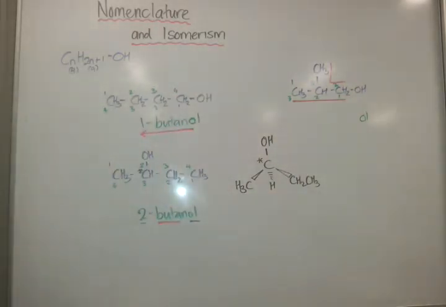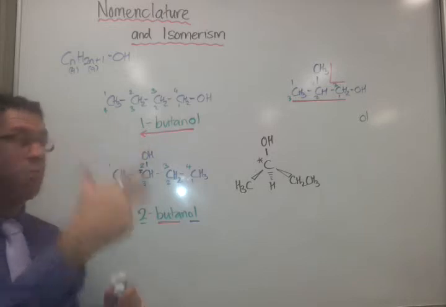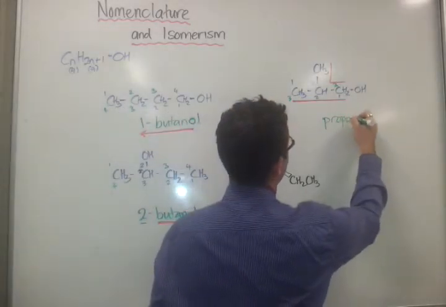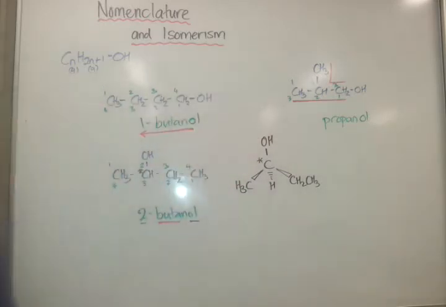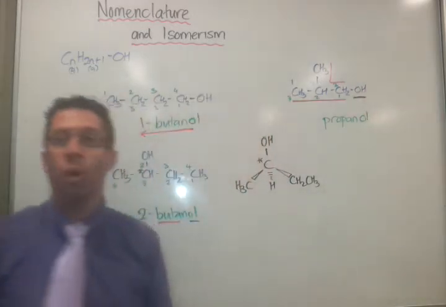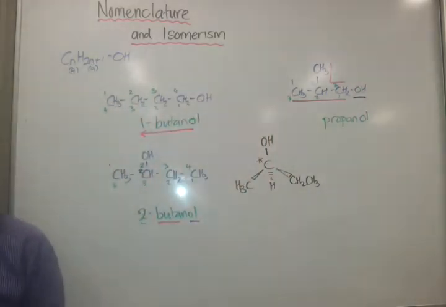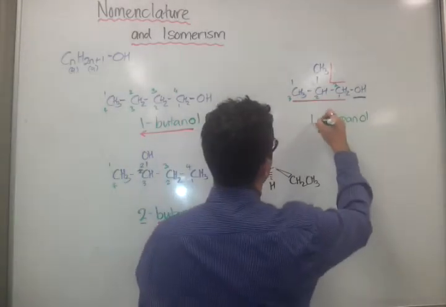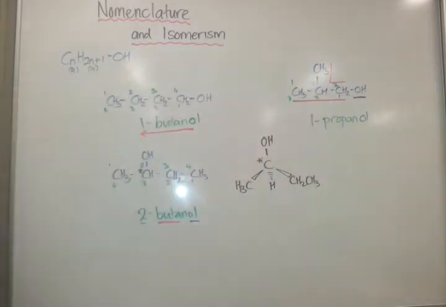3 carbons means "prop". So this is actually a type of propanol. The alcohol is on carbon 3 or number 1, so I choose 1 because that's the lowest number that I can put the functional group on. So it's a 1-propanol. But there's something else happening. There's this other carbon up the top.